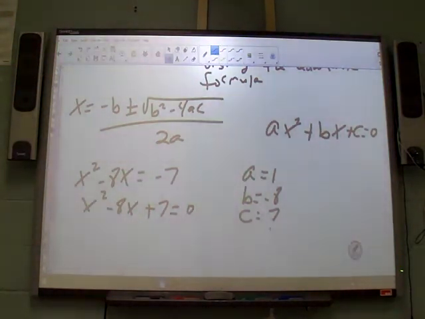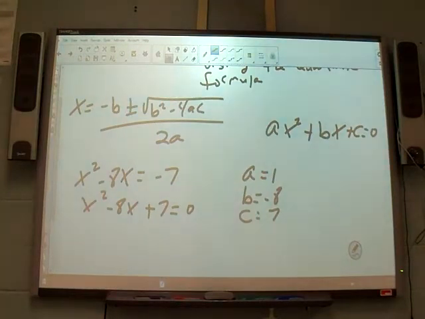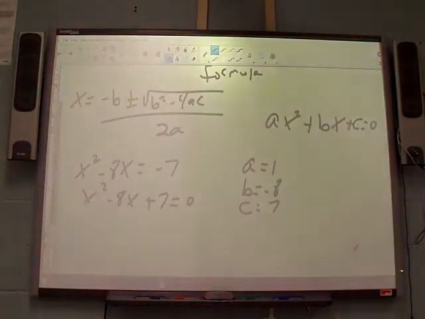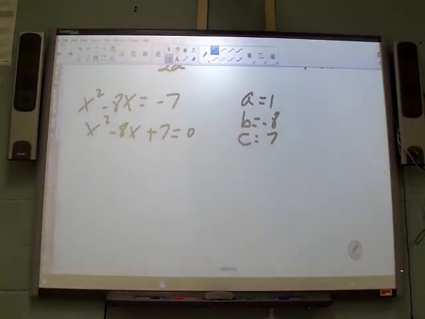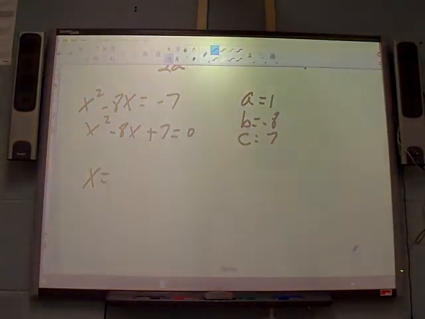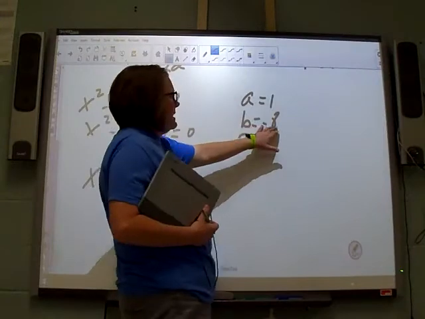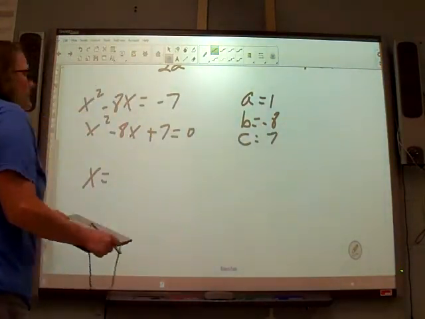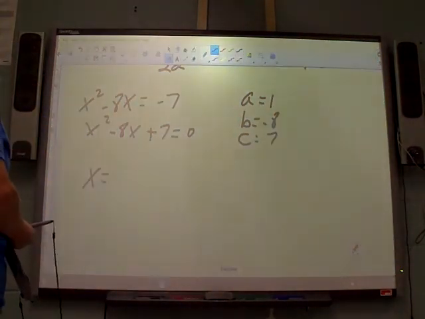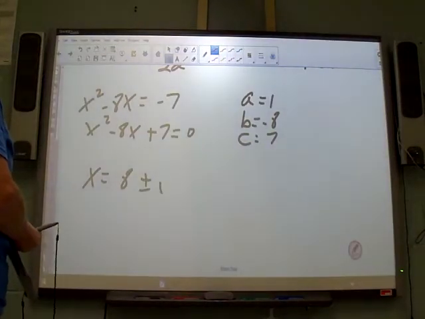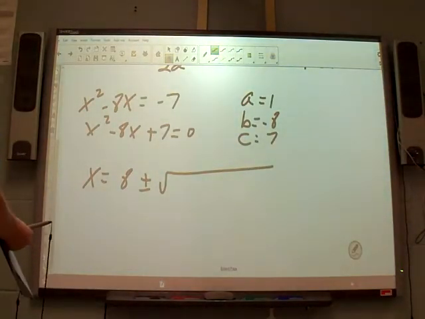So I'm going to plug these variables in where they go in my quadratic formula. X equals, and it starts off with negative b. That just means you use the opposite sign of your b. My b is a negative 8, so the opposite of that will be 8. So x equals 8 plus or minus the square root of b squared.